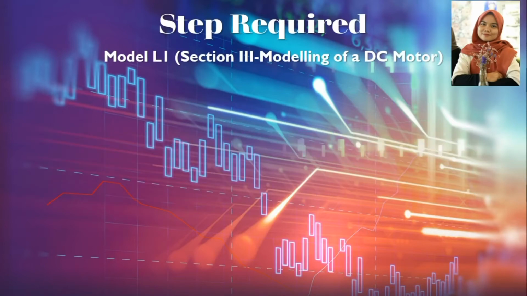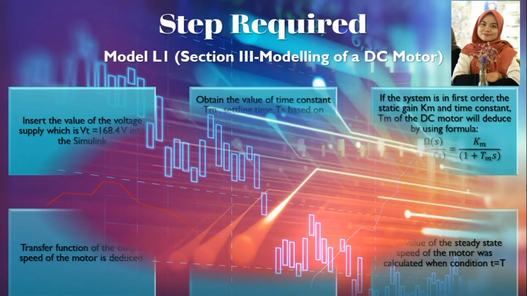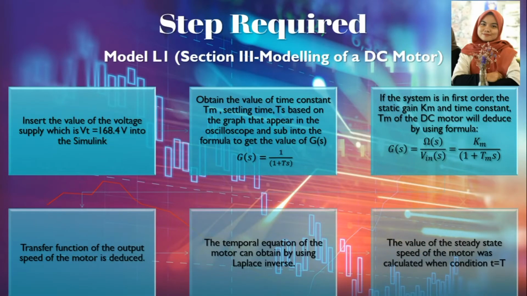Then these are the steps required for section 3, which is modeling of a DC motor. First of all, we need to insert the value of the voltage supply, which is 168.4 volt, into the Simulink. Then we obtain the value of time constant and settling time based on the graph that appears in the oscilloscope, and substitute into the formula to get the value of G(s) by using this formula.